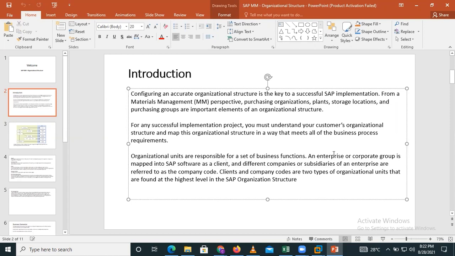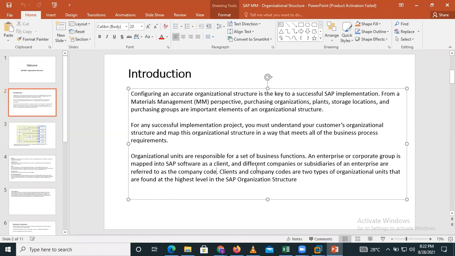So the main corporate group, Tata Motors Group, Tata Sons, will be defined as a client. Reliance Group is defined as a client. And different companies or subsidiaries of an enterprise are referred to as company codes. So for example, in Reliance Group, I want a separate balance sheet for Reliance Pharmaceuticals and Reliance Telecom. So those can be my company codes.